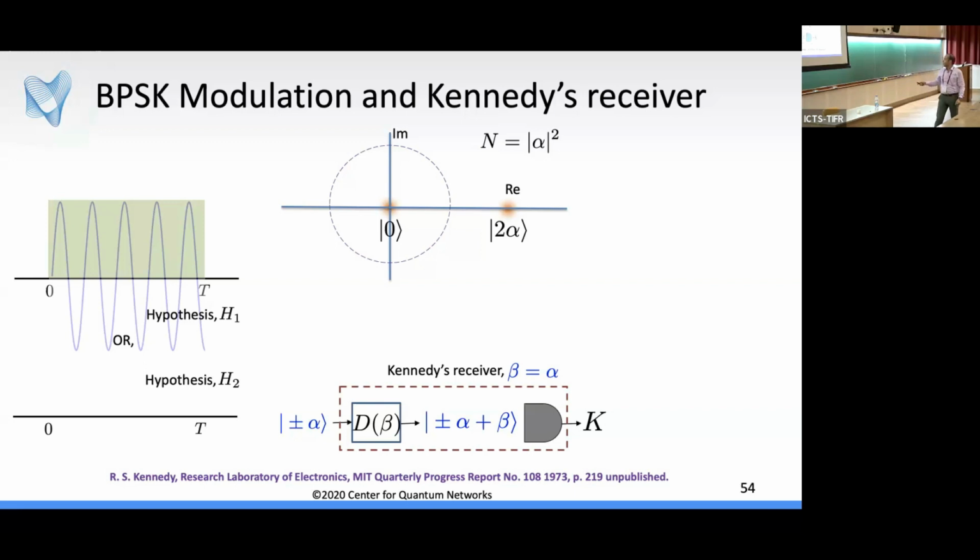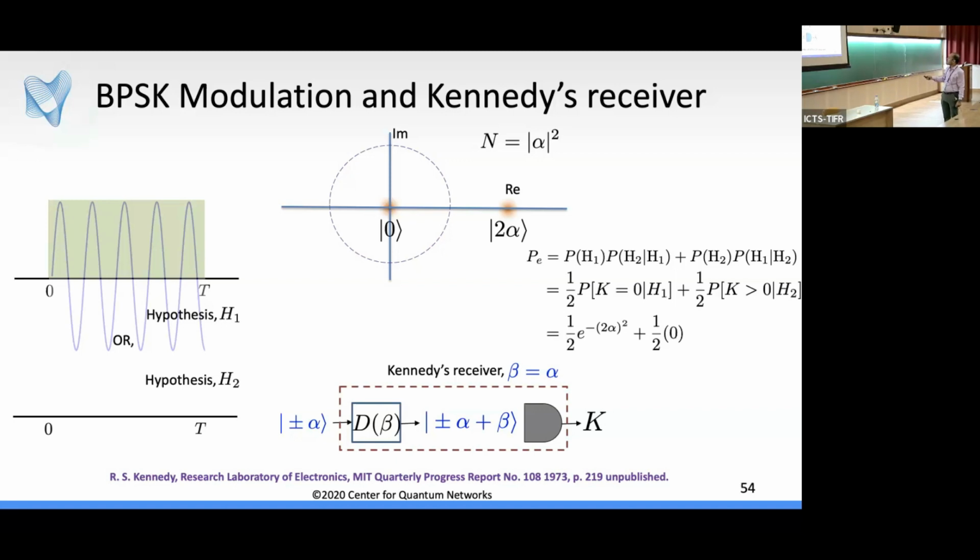Okay, so if you were to work out the probability of error, let's say that each hypothesis is equally likely. The probability of error is the probability that hypothesis 1 is true, which is the minus alpha hypothesis, times the probability you will make an error. When will you make an error if this hypothesis is true? Well, when k equals 0. And that will happen with probability e to the minus 2 alpha squared, because this hypothesis is my hypothesis 1, the alpha hypothesis. So the only way you can make an error is if this guy doesn't give you a click. What about the other term?